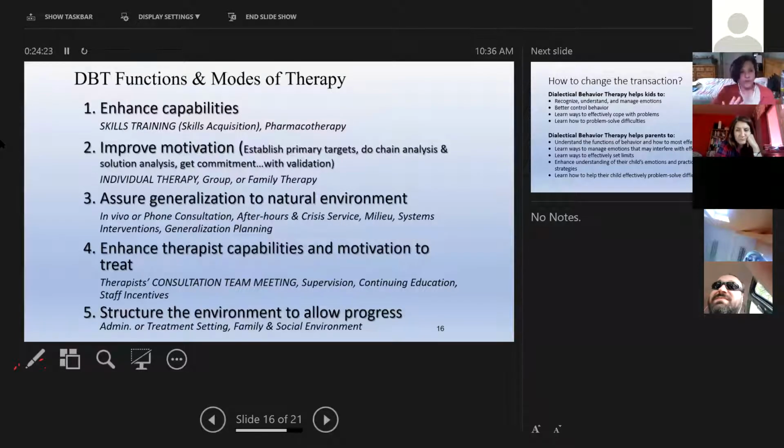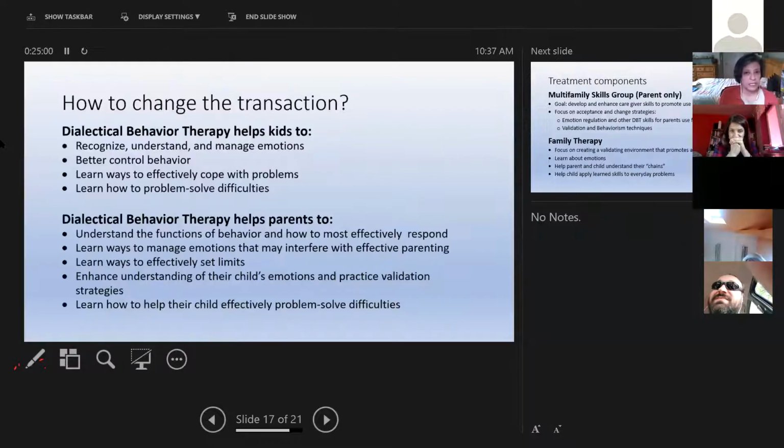So just a brief overview of what DBT looks like. DBT focuses on enhancing people's capabilities. This is general DBT, and then I'm going to talk about DBT with kids. Enhancing people's capabilities, in other words, skills training, working with individual therapy, group therapy, or family therapy, having phone consultation, having a consultation team where the therapist is meeting to receive team consultation, and then working with the environment. So that's standard DBT.